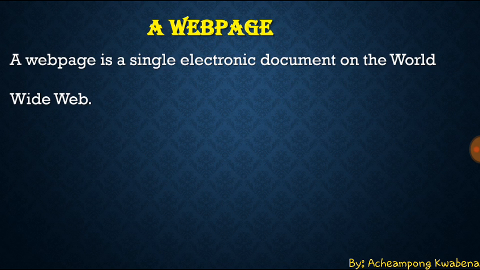Now when you talk of a web page, we are referring to just a single document on the World Wide Web, or a single document on the internet. So that's a web page. Whenever you open a browser and click on a hyperlink, the page that displays within the browser window is what we refer to as a web page.